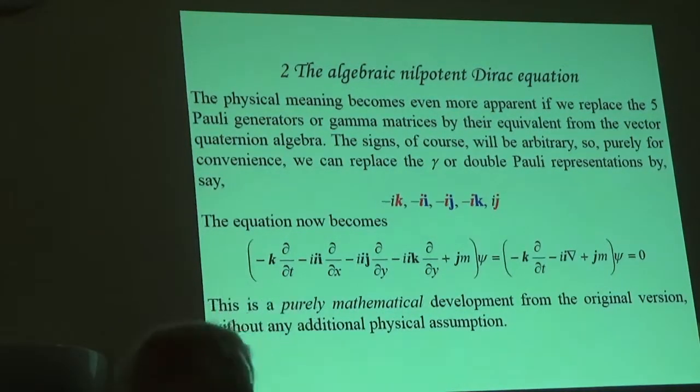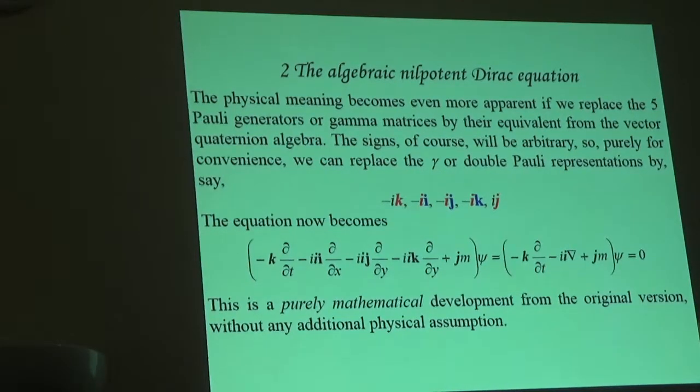I'll do it now using the vector algebra. So I'm choosing that set. I can choose plus or minus. The minus is just for the convenience of how it works out. I'm going to use that set of five. I can choose any set of five that will give the whole algebra, and that set of five will.